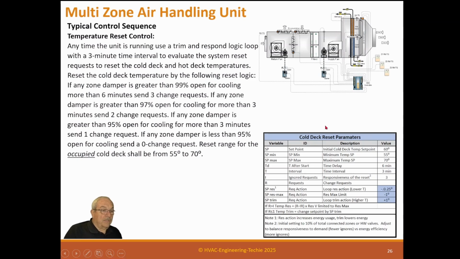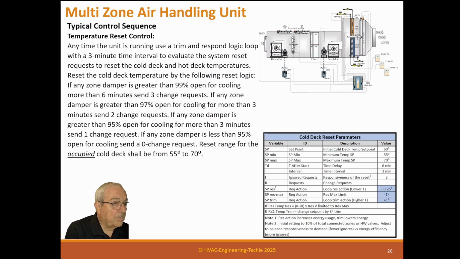Temperature control resets. So now we're going to reset both the cold water and the hot water to be able to do the load we want. Anytime the unit is running, use a trim and respond loop logic with a 3-minute time interval to evaluate the system reset requests to reset the cold deck and hot deck temperatures. Reset the cold deck temperature by following the reset logic. If any zone damper is greater than 99% open for cooling for more than 6 minutes, send 3 requests. If any zone damper is greater than 97% open for cooling for more than 3 minutes, then send 2 requests. If any zone damper is greater than 95% open for cooling for more than 3 minutes, send 1 request. If any zone damper is less than 95%, don't send any request.